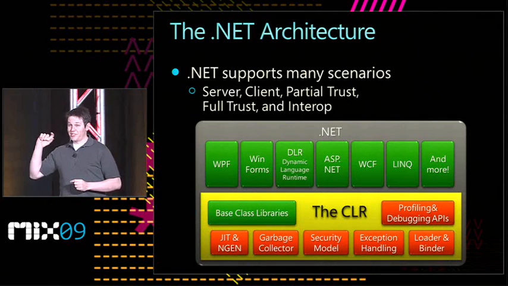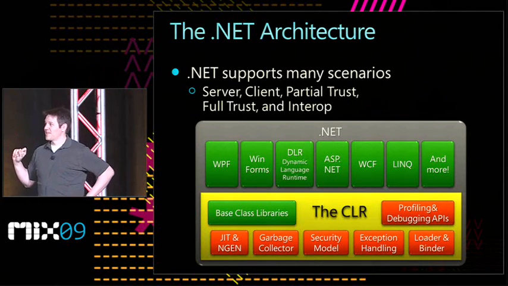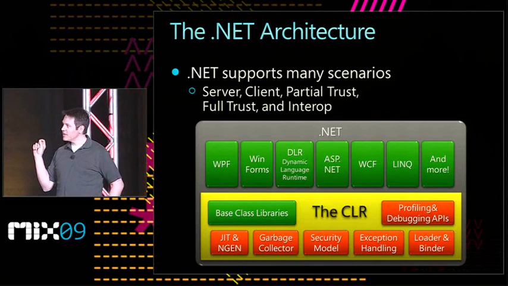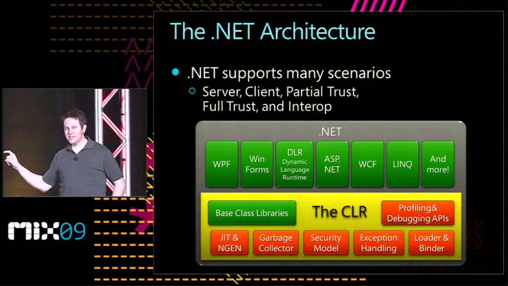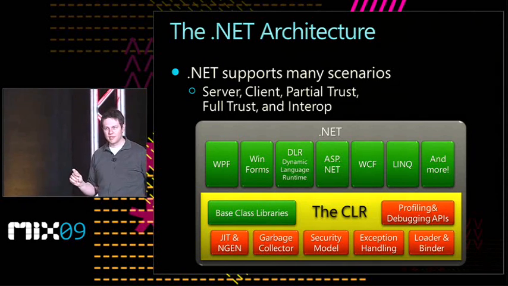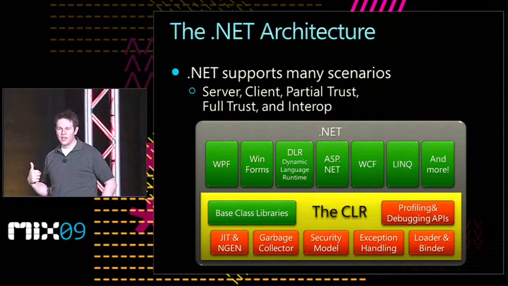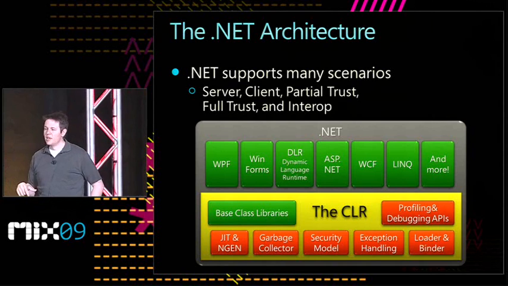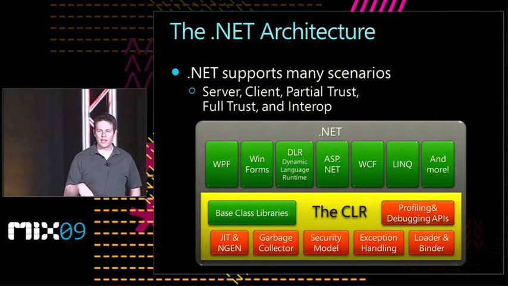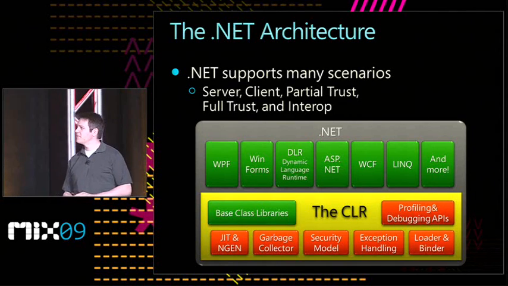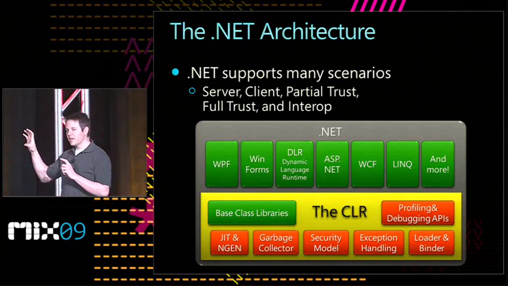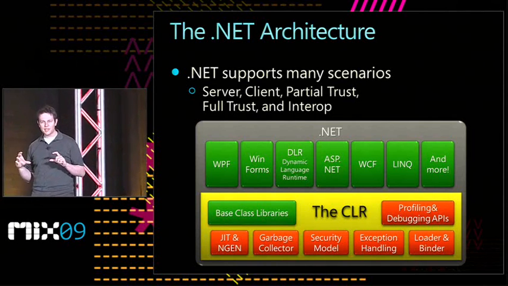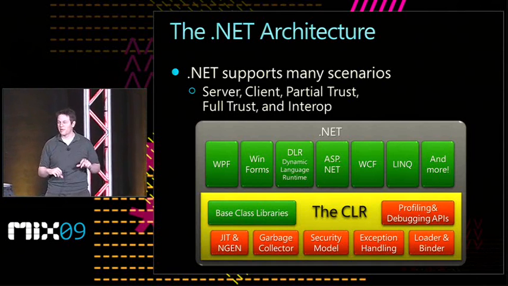The .NET architecture does include quite a few features, though. And we see that it really focuses on every developer scenario that we'd like to support overall. It has server with ASP.NET, client with WPF, partial trust and full trust. It has interop features. And where we look at the CLR, this yellow box at the bottom really is the part that we're going to talk about today.